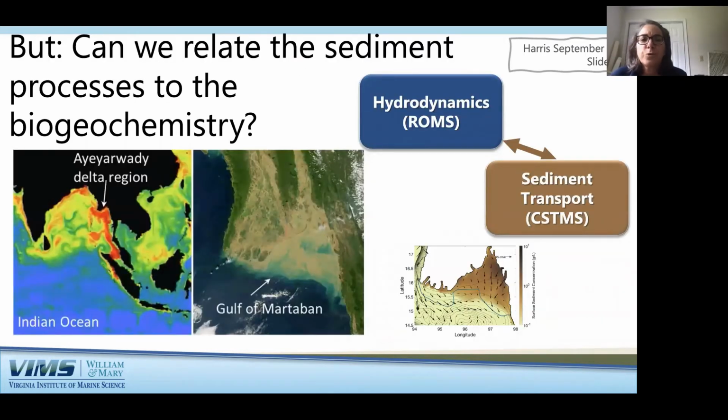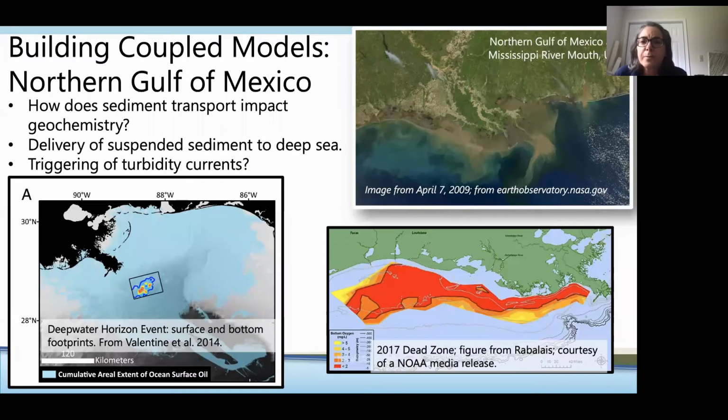But one of our guiding questions was, how can we relate these sediment processes to biogeochemistry? What we did with that study that I just showed you was we linked the ROMS hydrodynamic model to the community sediment transport model. But that doesn't allow us to directly say how the sediment is impacting the biogeochemistry. So some other work that my group has done, especially in the northern Gulf of Mexico, is to try to more directly couple our sediment transport models to biogeochemical models.